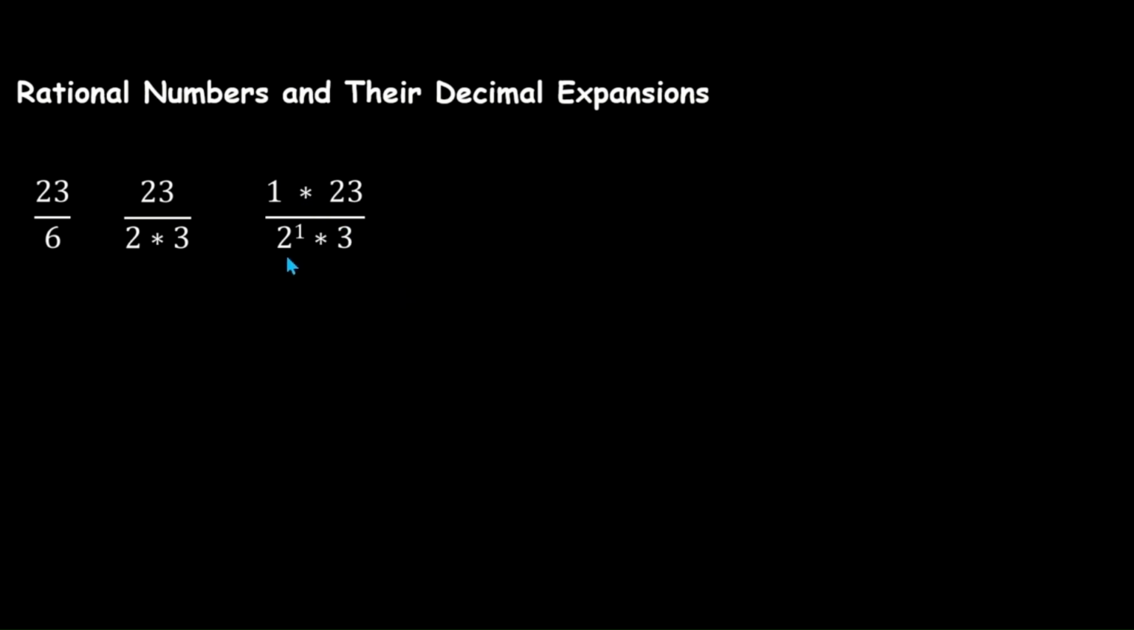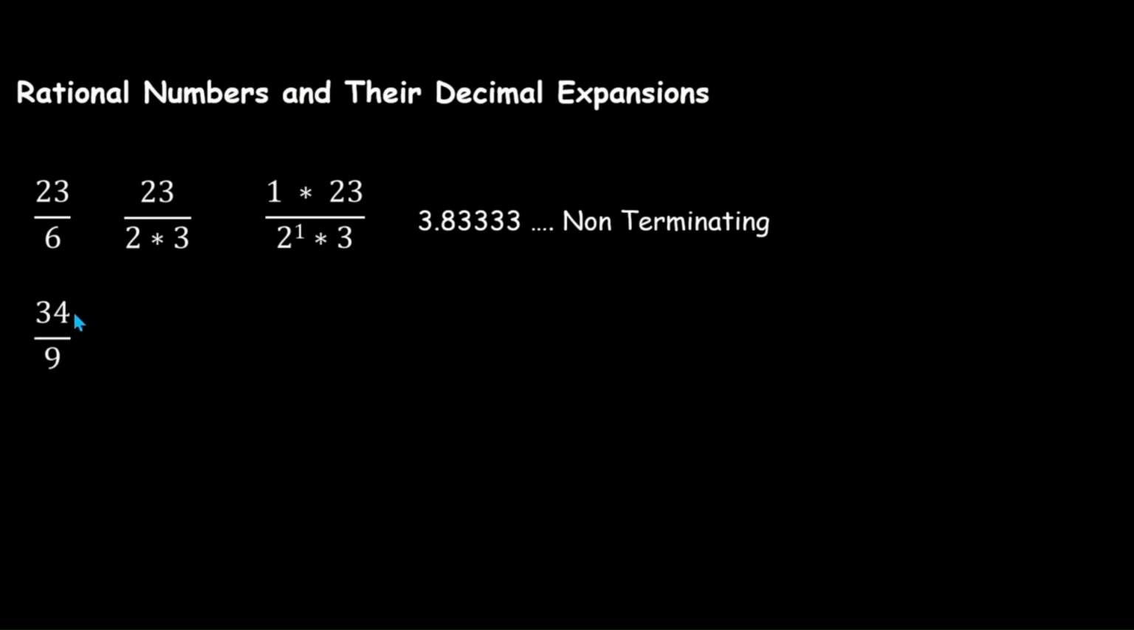So the denominator is not in the standard 2 power m into 5 power n form, because 3 is there. So we can conclude that 23 by 6 is a non-terminating decimal expansion. And if we do the actual division, we get 3.8333. So the digit 3 keeps on repeating.